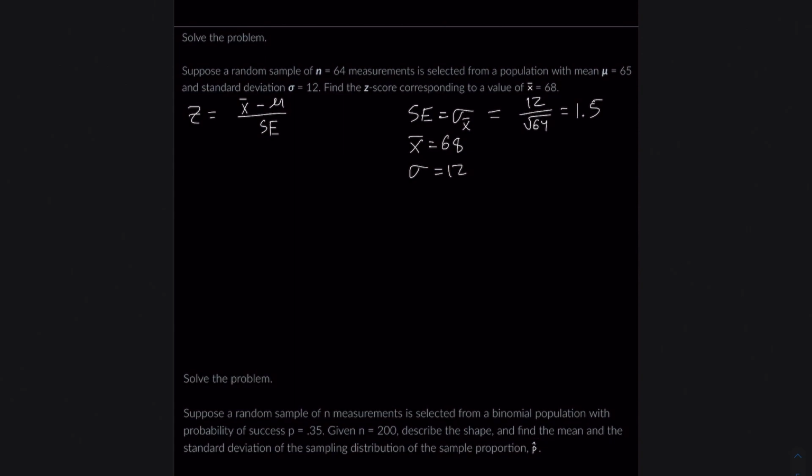And then, so we have our standard error, we have our mu for the problem, and then we have our x bar. So we can go ahead and use the z-score formula. So our x bar is 68, and that was our observation value for this problem. And then our mu, our population mean, is 65, and then our standard error is 1.5. And so if we take this, we would go 3 over 1.5, and this is the same thing as 2.